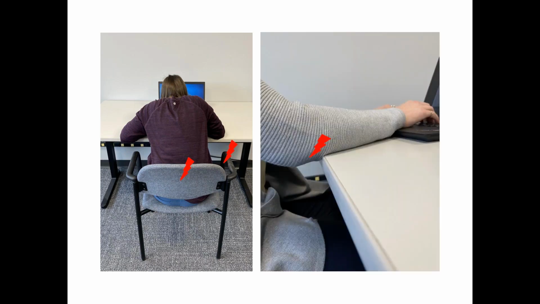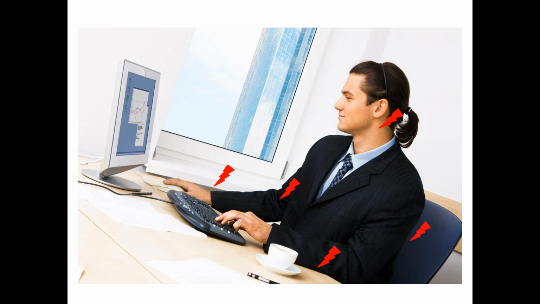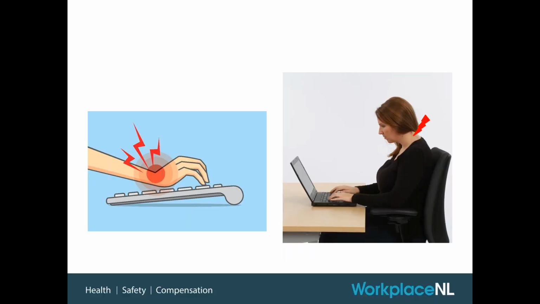Awkward or static postures are often caused by poor design or equipment selection. When you don't have adequate lumbar support, when you don't have adequate arm support, you are at an increased risk of developing pain and discomfort. Can you relate to either of these pictures at your workstation? When your keyboard and monitor are not placed directly in front of you, you are at increased risk. When your wrists are extended or when your neck is bent, you're also at risk.